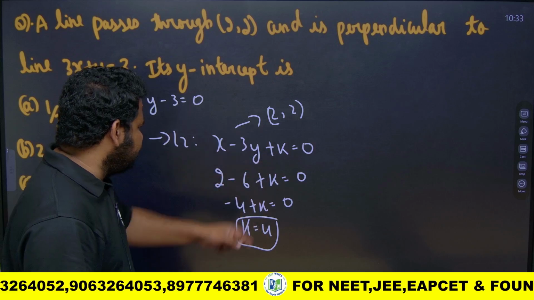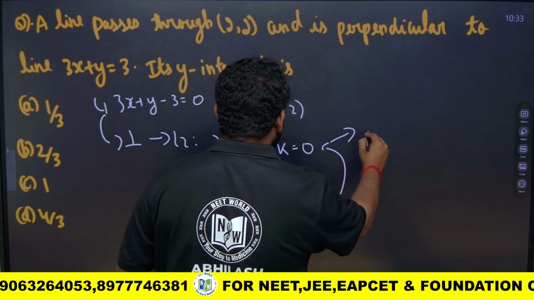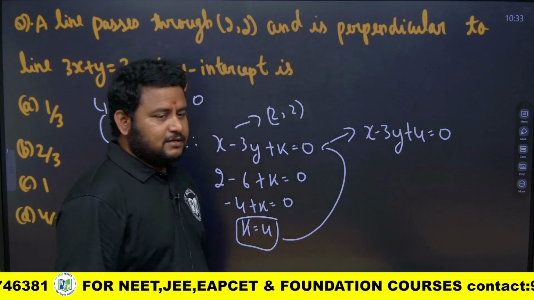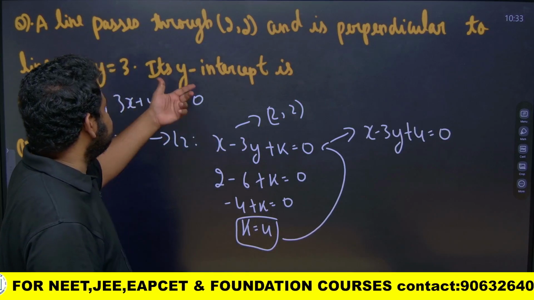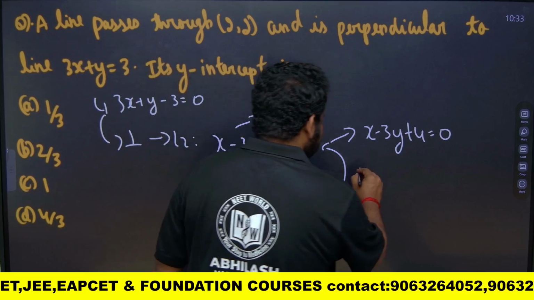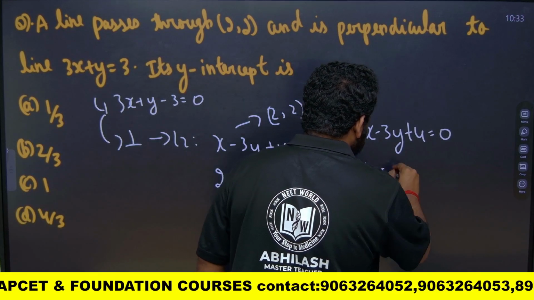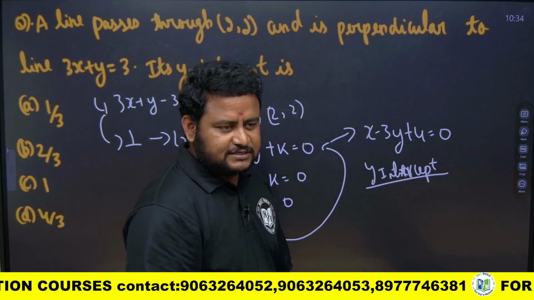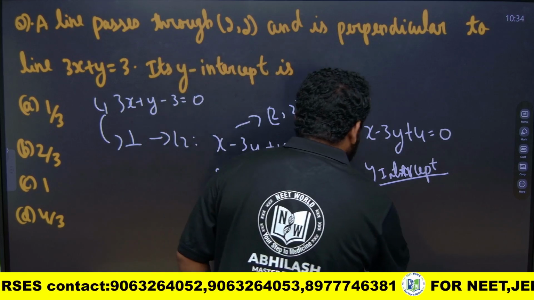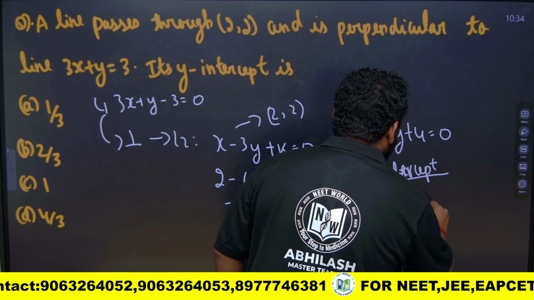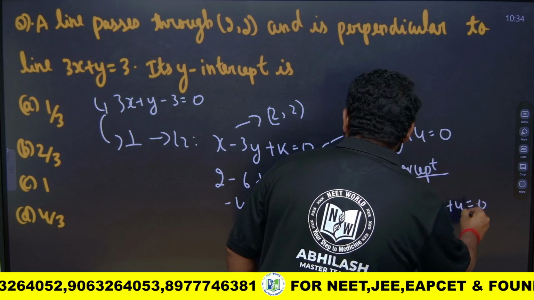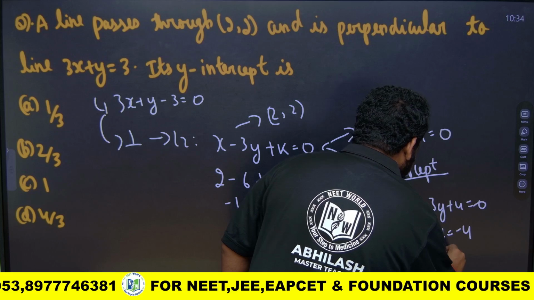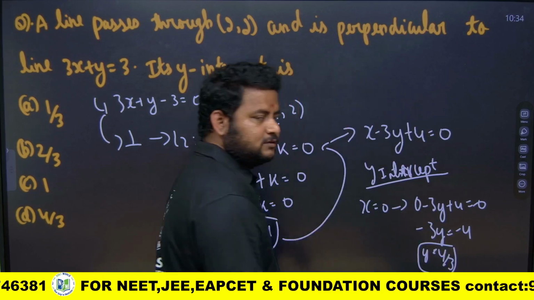Now, if I put k is equal to 4 in this equation, this will become x minus 3y plus 4 is equal to 0. They are asking its y-intercept. To find the y-intercept, x should be 0. I have told you, to find the y-intercept, you have to put x is equal to 0. Then this becomes 0 minus 3y plus 4 is equal to 0. So this will become minus 3y is equal to minus 4. So y is equal to 4 by 3, friends.